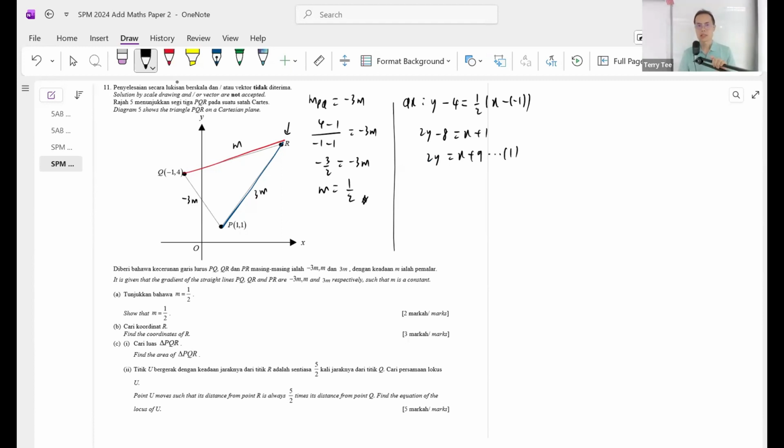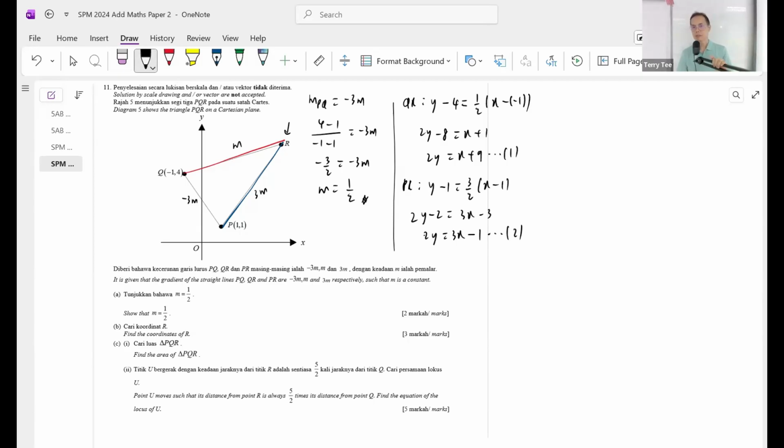Leave it first. The second one, PR: your y1 is 1. The gradient is 3m, so it's 3/2. x minus x1. You can multiply over first: 2y minus 2 equals 3x minus 3. Sorry, it's not 3y, it's 2y. So let's bring it over. Your 2y is 3x minus 1.